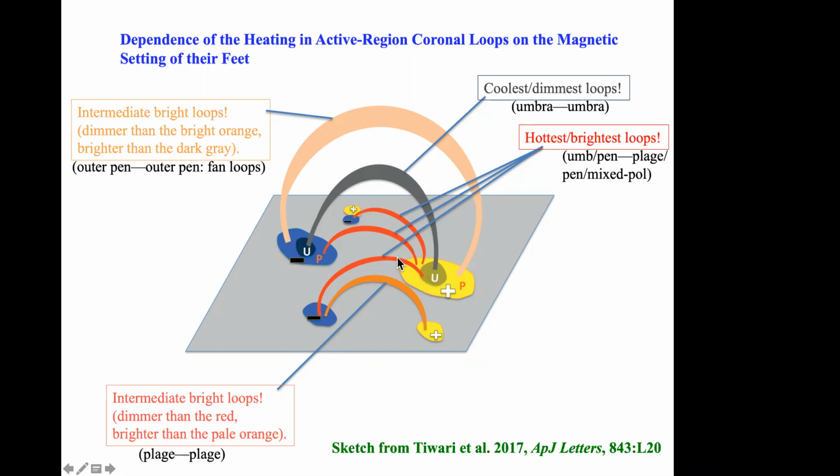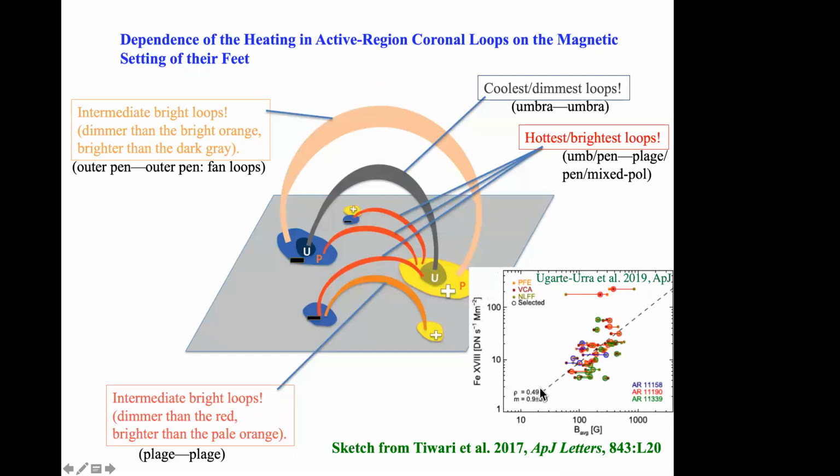For example, this one, if it is connected to a plage, unipolar or mixed polarity or penumbra, there is a chance that during the evolution, this will become among the brightest loops. Whereas if the loop is connected to a sunspot umbra, it will not even become visible in EUV. Sometimes you can see dim loops, but every time you see a dim loop that connects sunspot umbra to umbra, there is a light bridge, which are sometimes large umbral dots, and these are a sign of convection in the umbra.